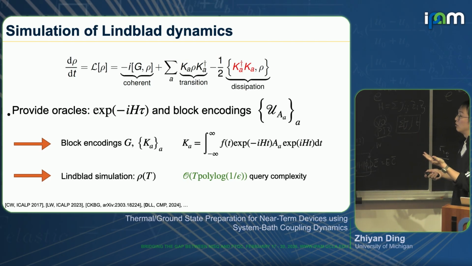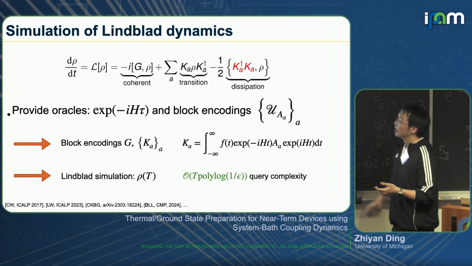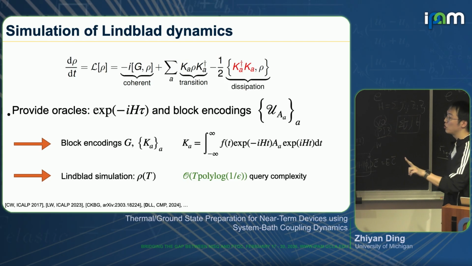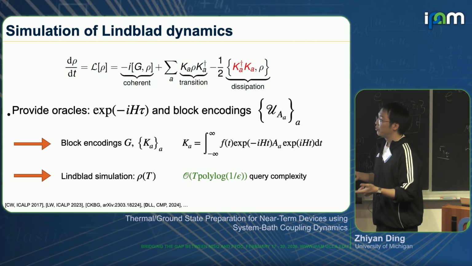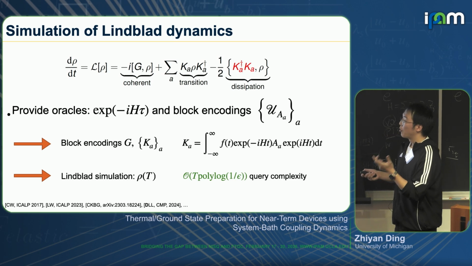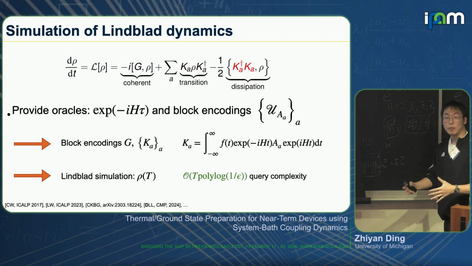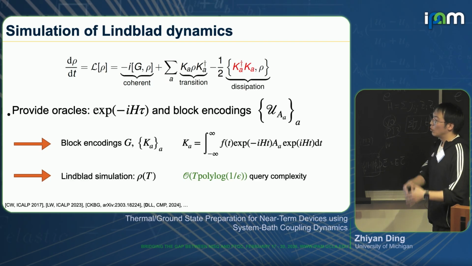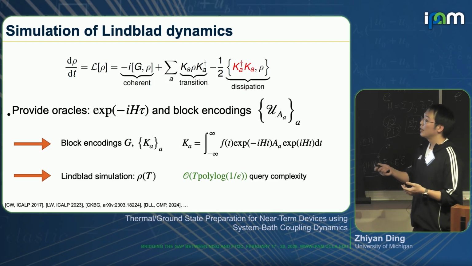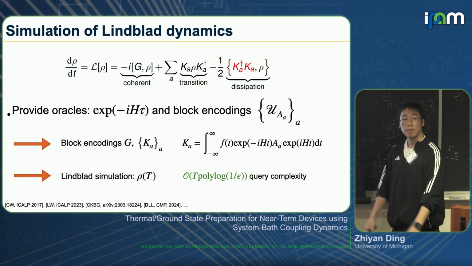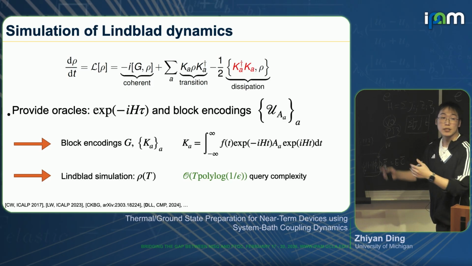Okay. Now, in general, after we have this linear Lindblad dynamics, its simulation involves 2 steps. First, I need to find a way to block encode this coherent part G and the jump operator K_a. Then after I have this block encoding, I can use the well-developed linear Lindblad simulation algorithms to simulate this dynamics up to time capital T. And this is basically how this class of algorithms works.